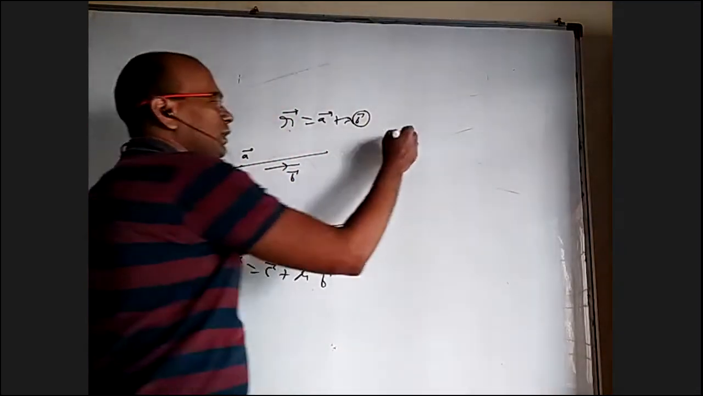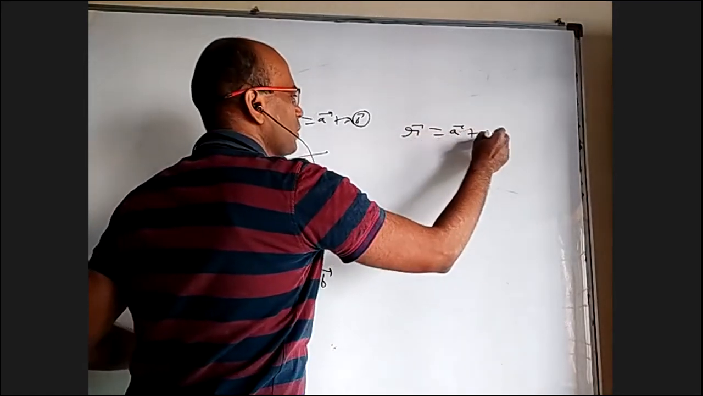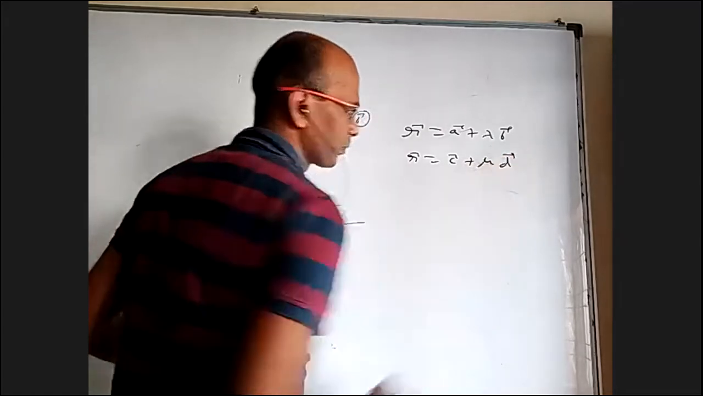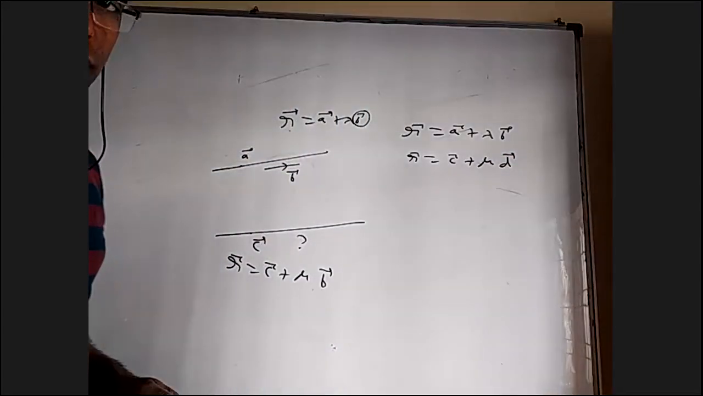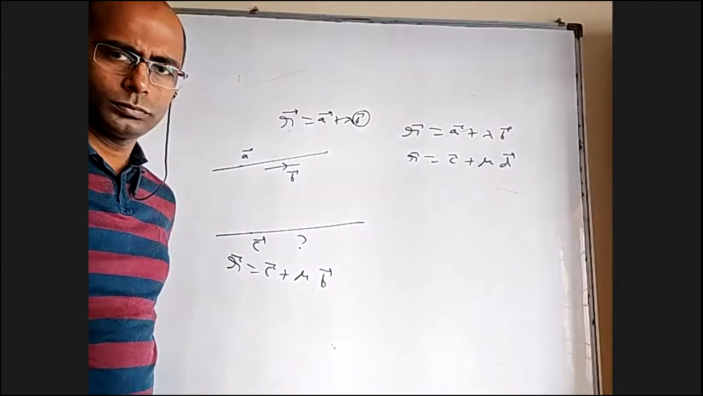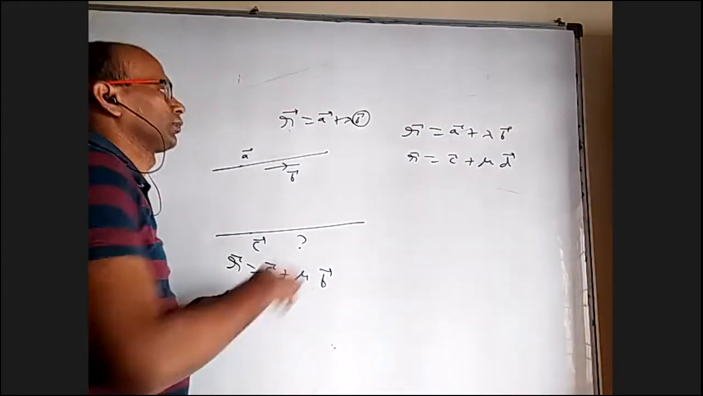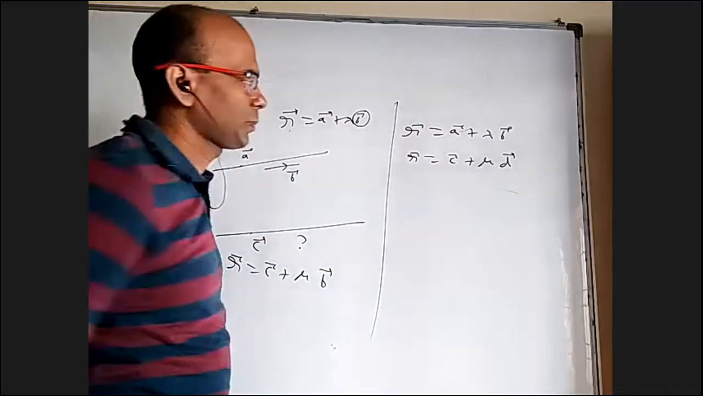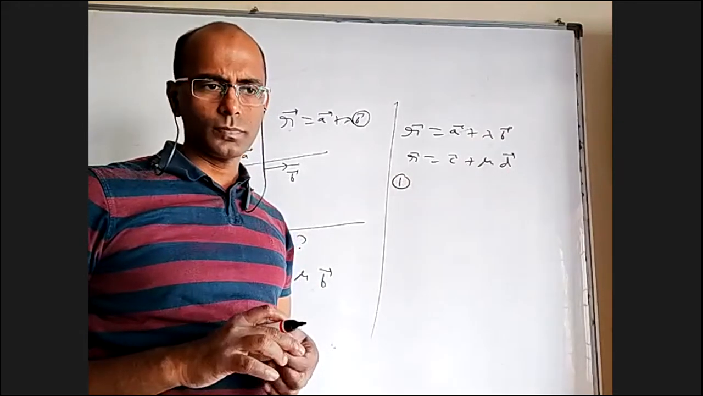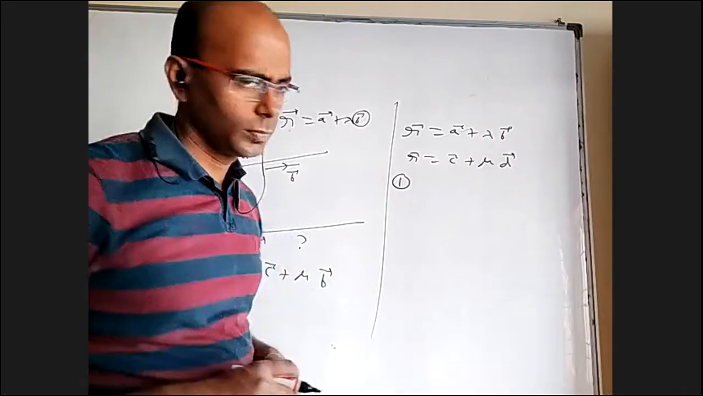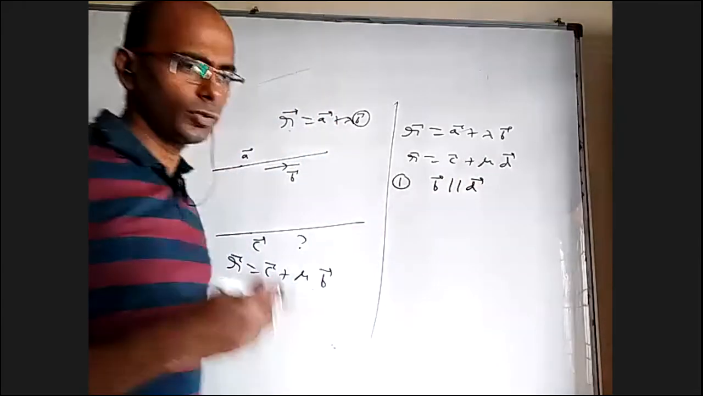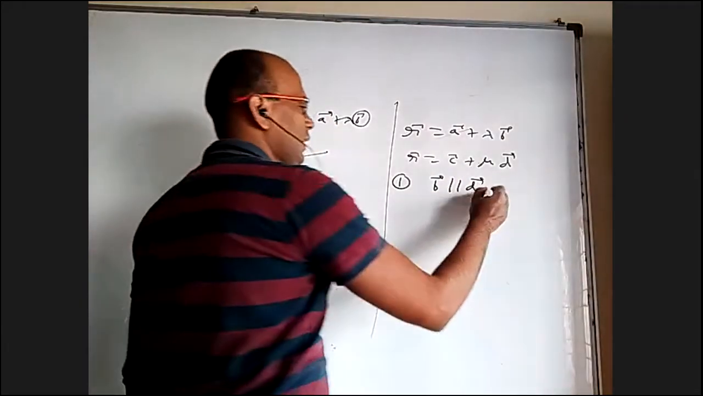Almost the same. If I have r bar equal to A bar plus lambda B bar and r bar equal to C bar plus mu D bar, how can you say whether they're parallel or not? These two lines, how will you say whether they're parallel or not? It all depends on B bar and D bar, means B bar equals mu D bar. If B bar is parallel to D bar, mu D bar or some other number times D bar doesn't matter, then the lines are parallel.